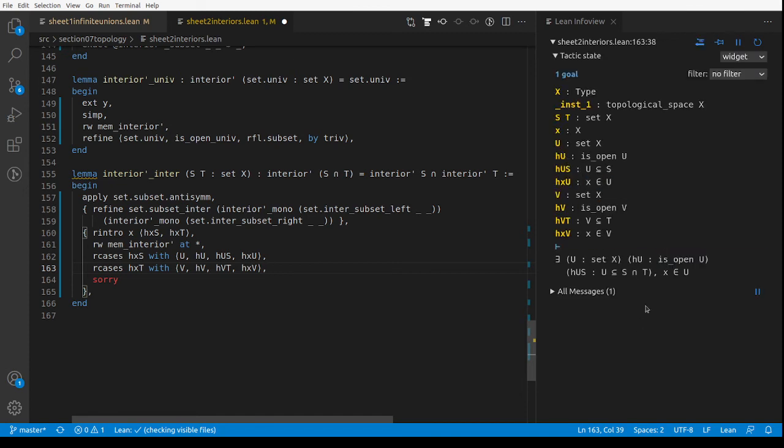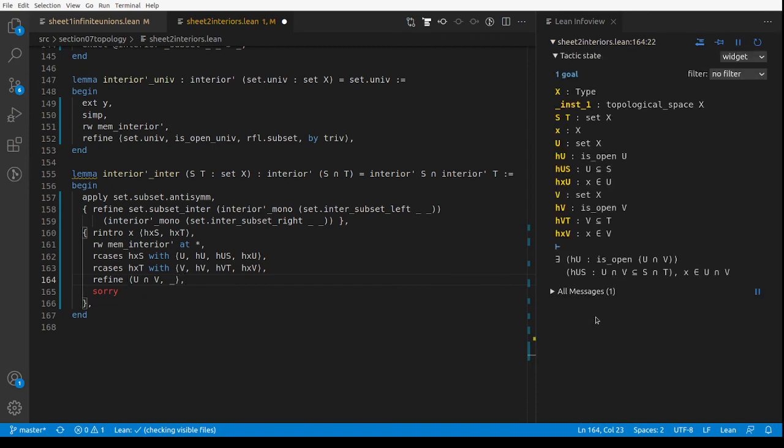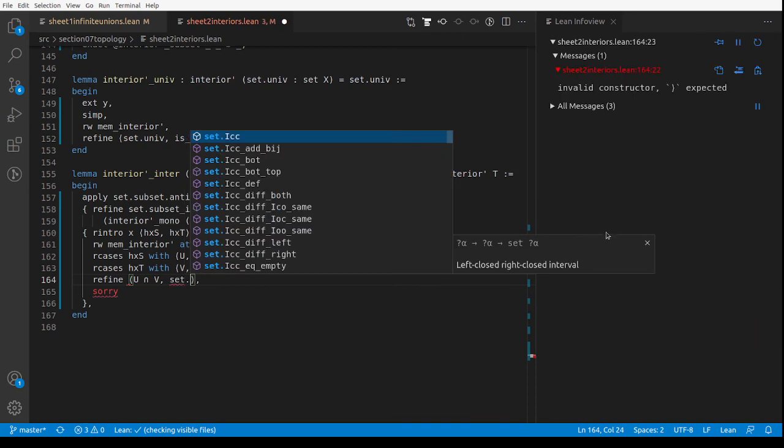And so now finally I've got x is in u and v are both open, u's a subset of s, v's a subset of t, and I need to come up with an open set which is contained in s intersect t such that x is in it, and it's the intersection. So this is refine u intersect v, comma something. So now I've got to prove that u is open and v is open. So what will that be called?